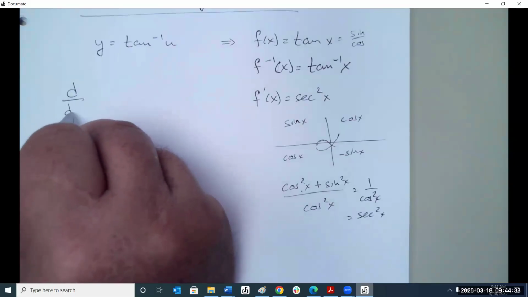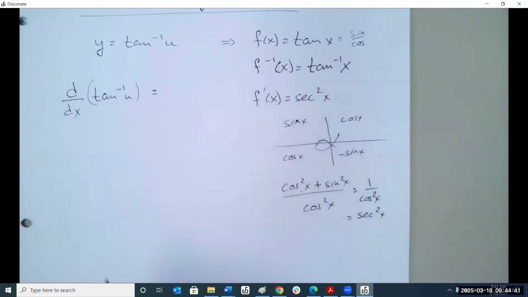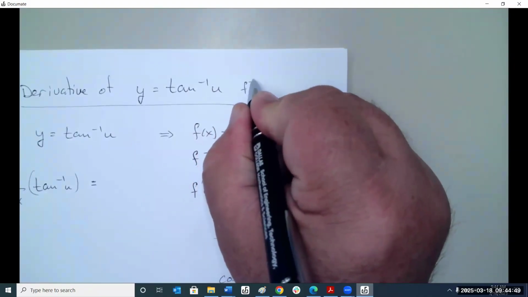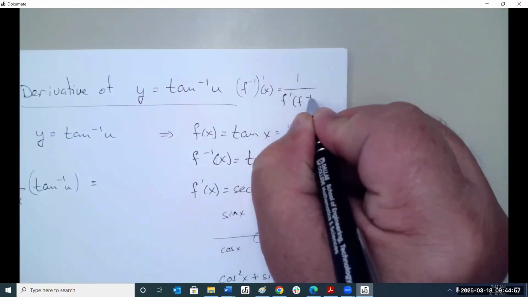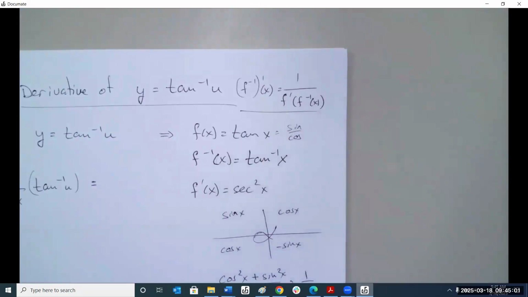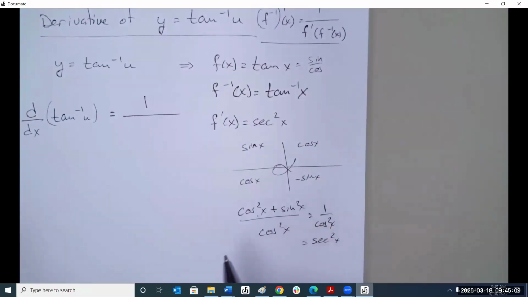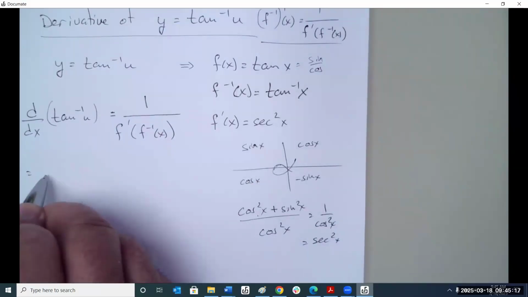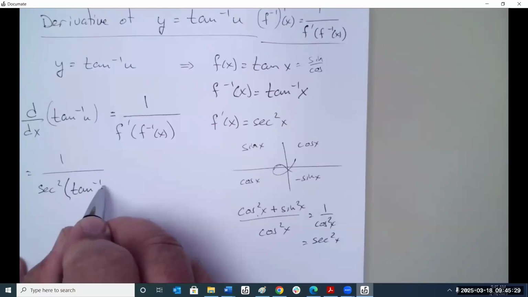So the derivative of the inverse tangent of u, using our formula that we had earlier, remember, the inverse function derivative is equal to 1 over the derivative times the inverse. That's the formula we'll be using. So we have 1 over f prime of f inverse of x, which makes it the derivative is secant squared of tangent inverse.